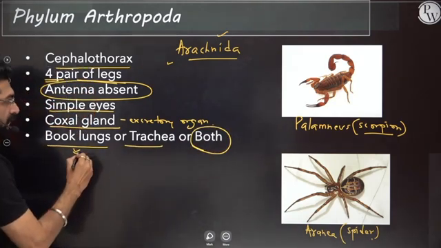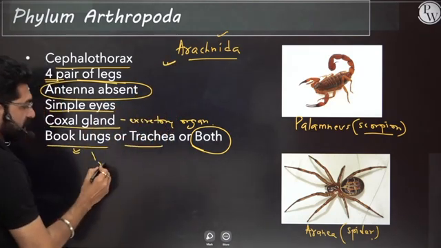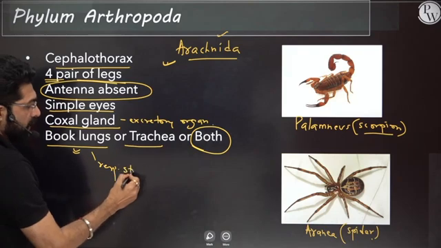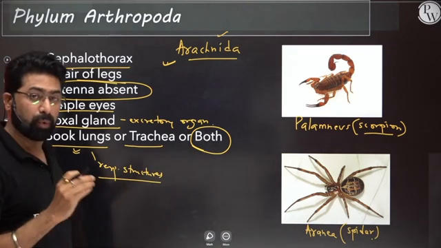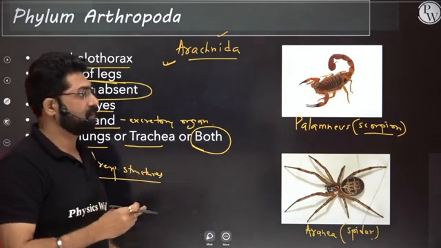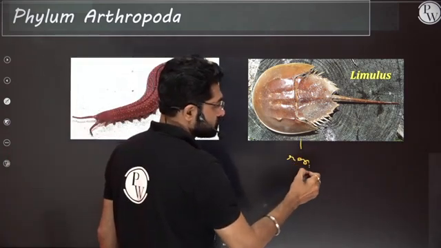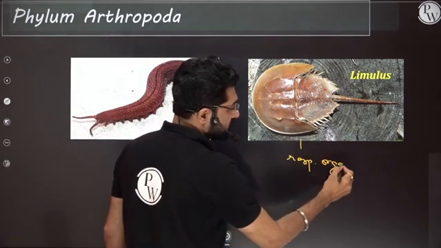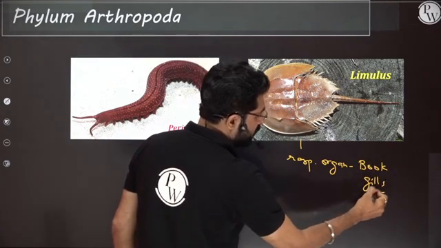So book lungs are characteristics of the arachnids. They are the respiratory structures of arachnids. Book lungs. Please remember, book lung in scorpion, book gill in limulus. So let's talk about book gills. The respiratory organ in the limulus is book gills.